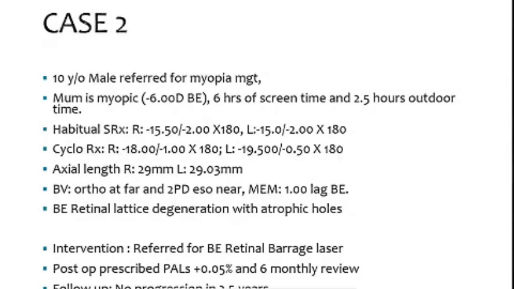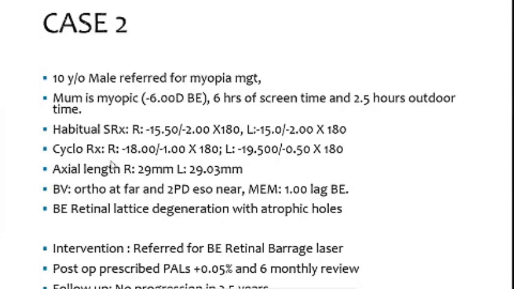Now, second child, 10-year-old, referred for myopia management. Mom is short-sighted, -6. Screen time is 6 hours. Child spends time outdoors, 2.5 hours, more than the recommended even. However, the child's present prescription that they came in with was -15.5 with 2 diopter cylinder in the right eye, -15 with 2 diopter cylinder in the left eye. Psychometric refraction about -18 with -1 cylinder in the right eye, -19.5 with 0.5 cylinder in the left eye.